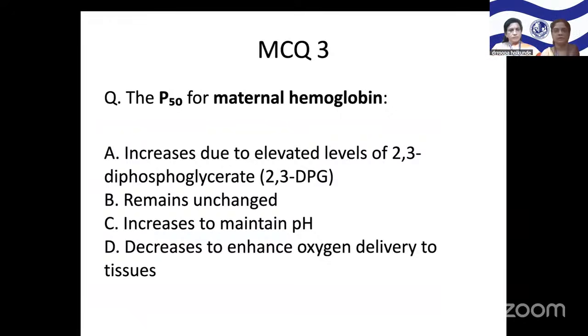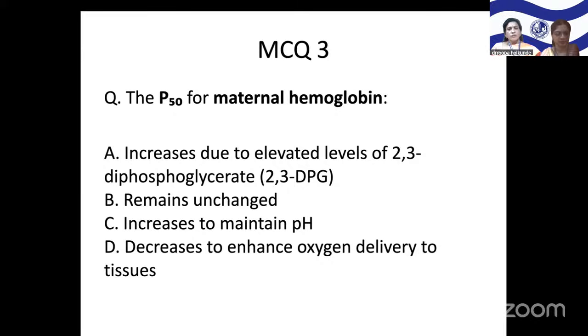So again, related to the physiology, what is the P50 for maternal hemoglobin? It increases due to elevated levels of 2,3-diphosphoglycerate. It remains unchanged, or it increases to maintain the pH, or it decreases to enhance the oxygen delivery to the tissues. So everyone can type their answers in the chat box.